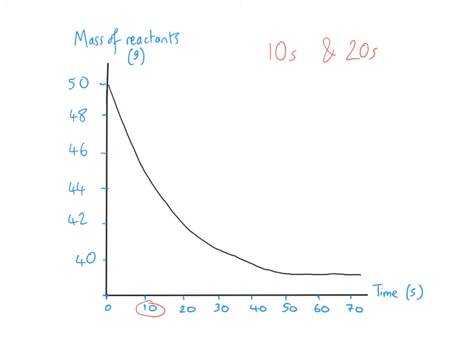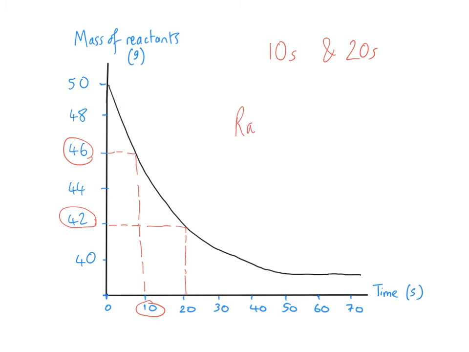We need to find out what the mass was at 10 seconds. And so you need to get yourself a ruler again and read up to the line. And I'm going to call that 46 grams, the mass at 10 seconds. And then at 20 seconds, we're going to call that 42 grams. So that means the mass has dropped by 4.